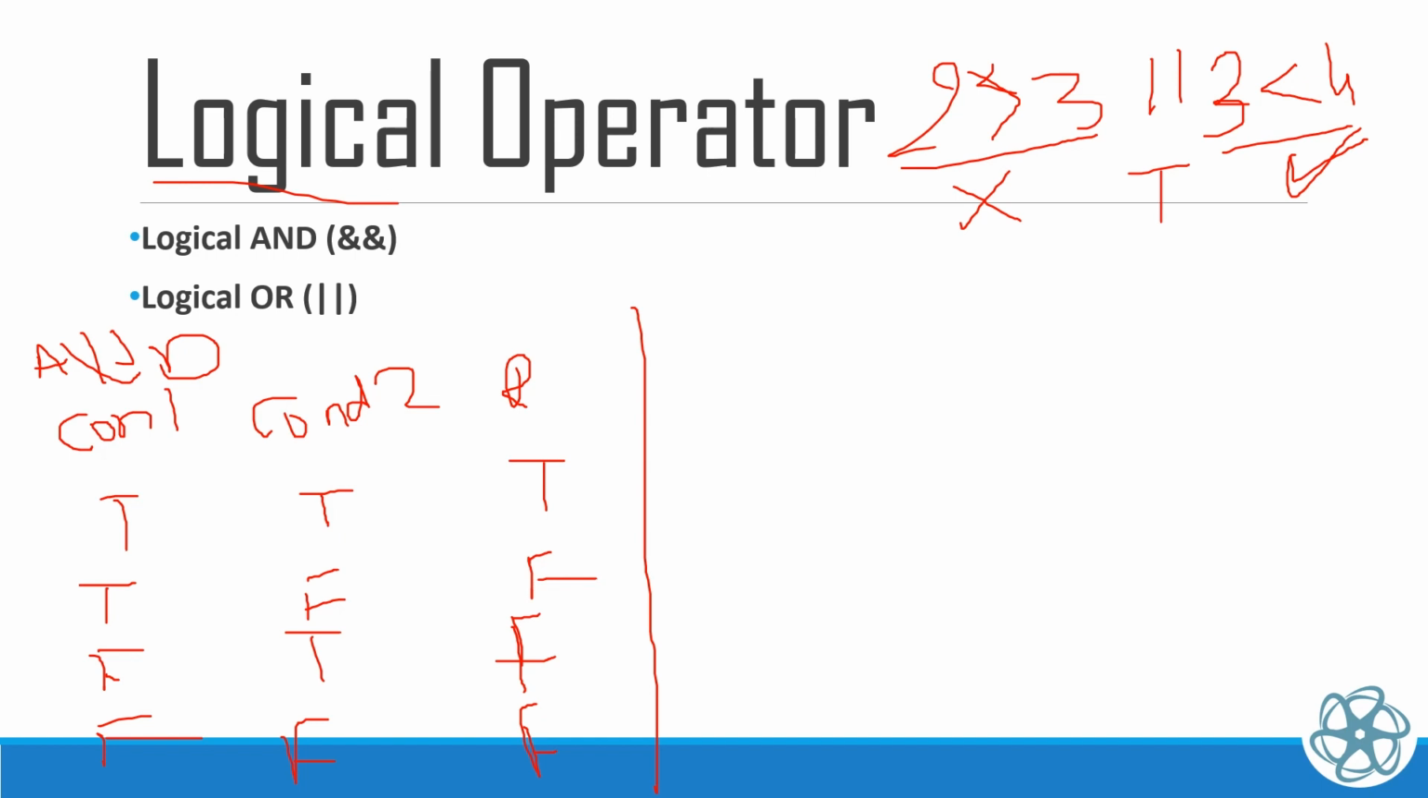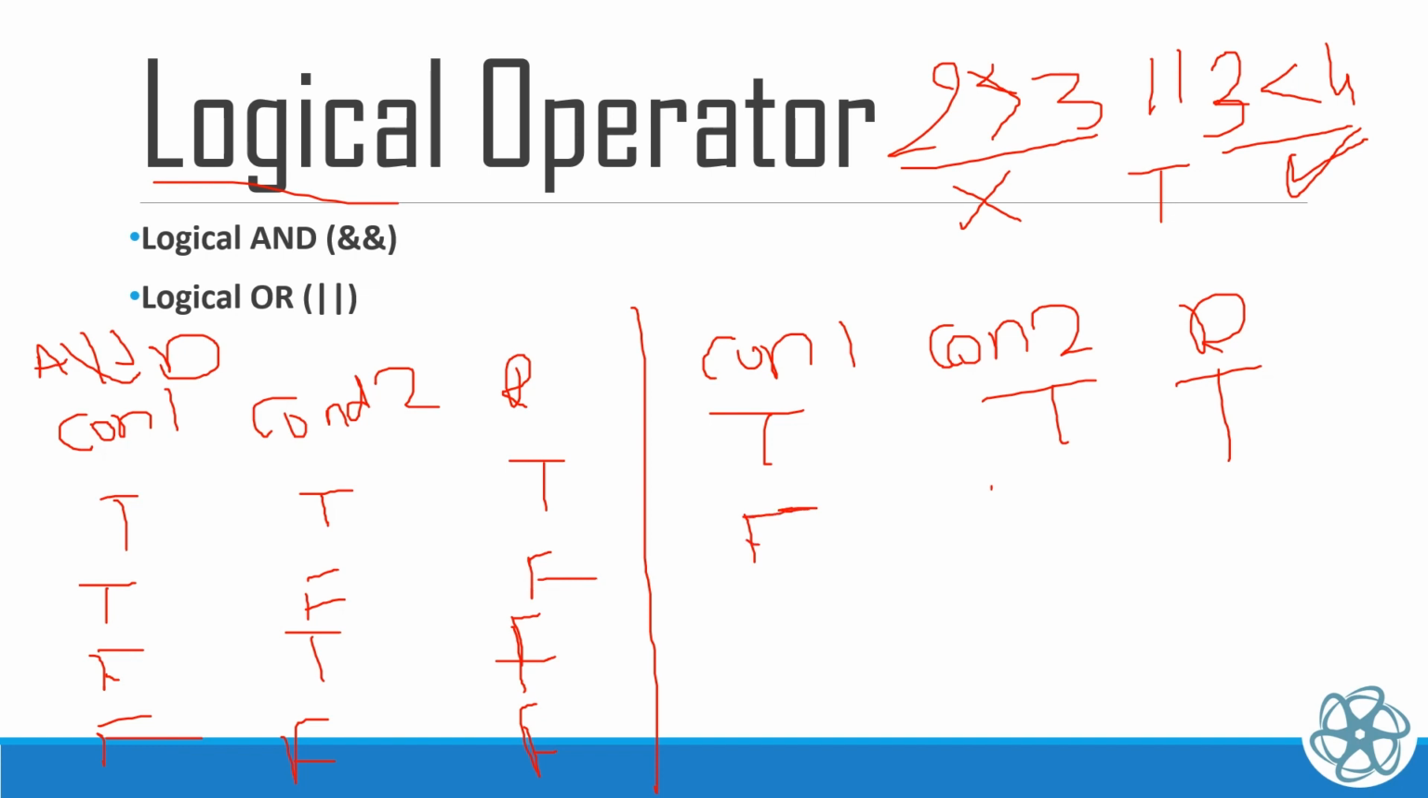Okay, its table is here: condition 1, condition 2, and then the result. If both the values are true, then it is true. If either of the values is true, then again it is true. True, false, true. If both the conditions are false, then the value is false. Okay, let's move to VS Code and execute these programs.